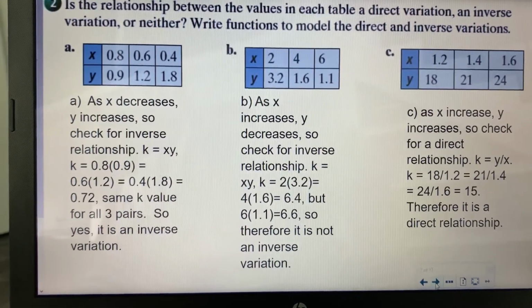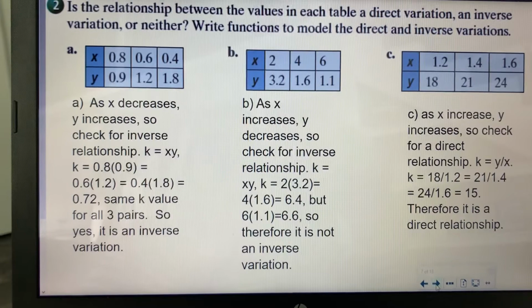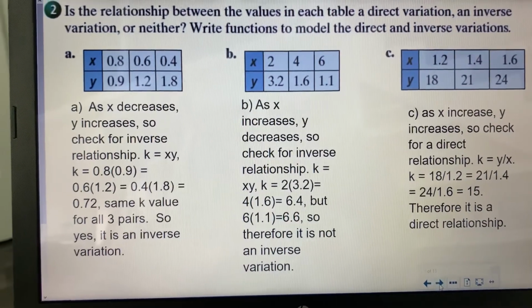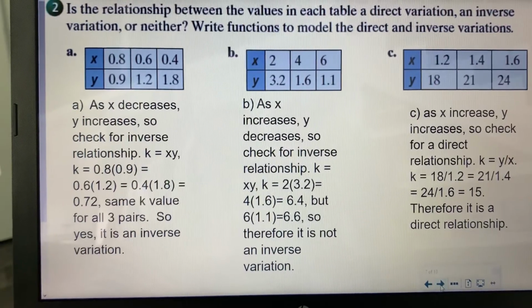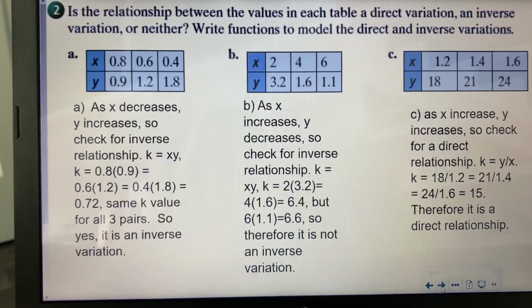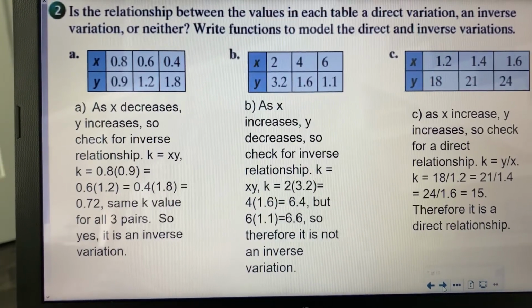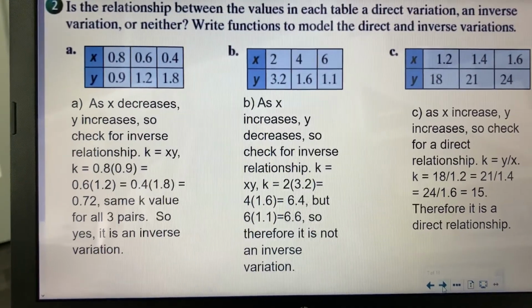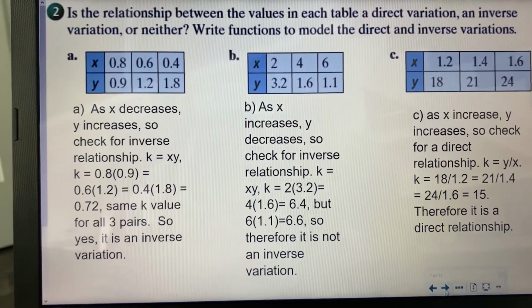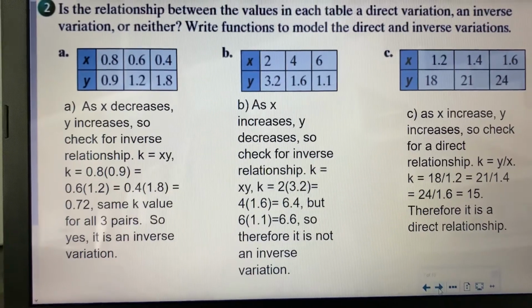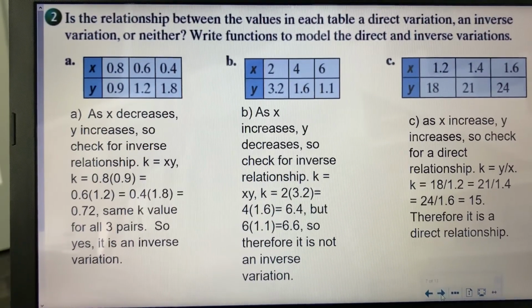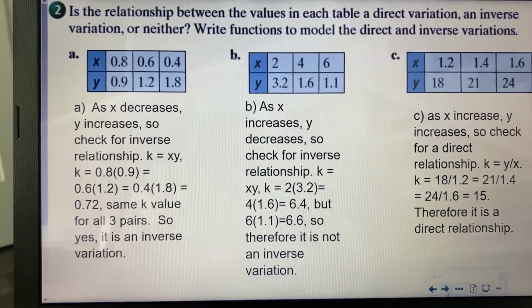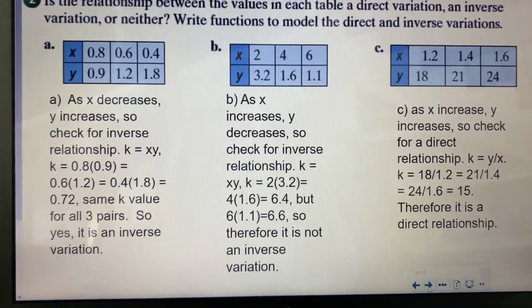So 0.8 times 0.9 is 0.72. 0.6 times 1.2 is also 0.72. And 0.4 times 1.8 is also 0.72. So yes, they have the same k value for all 3 pairs. So yes, it is an inverse variation, and I forgot to write the equations on these, I see. So your equation would be y equals your k value, which is 0.72, over x. I didn't write that on there, but you need to write that on there.